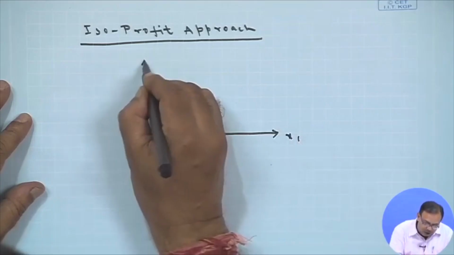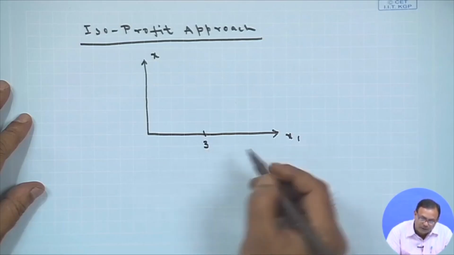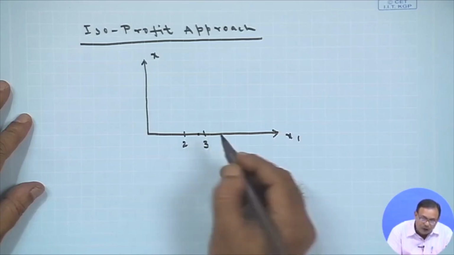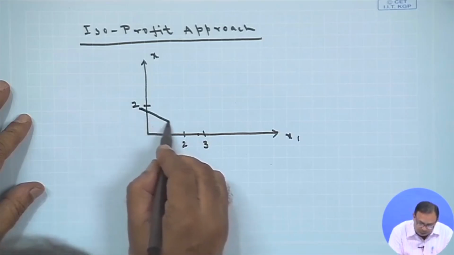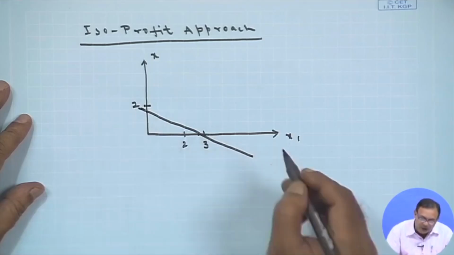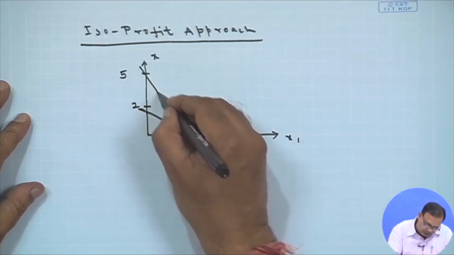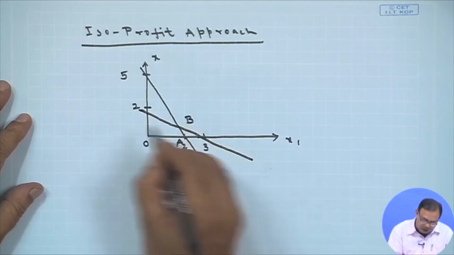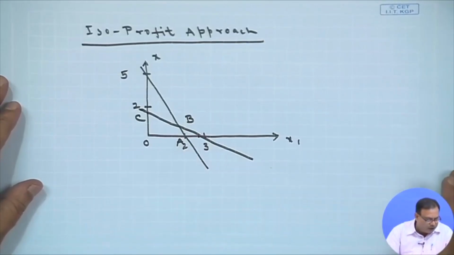This is your x1, this is your x2. So, say this is your 3, somewhere here you have the point 2, here it is say 2. So, just below 2 one point will come, it is something like this, and there will be another point. If it is 5, then 2 and 5. So, it will be something like this. So, this was your O, this is your A, this is your B, this is your C, and already you know what the feasible region is.